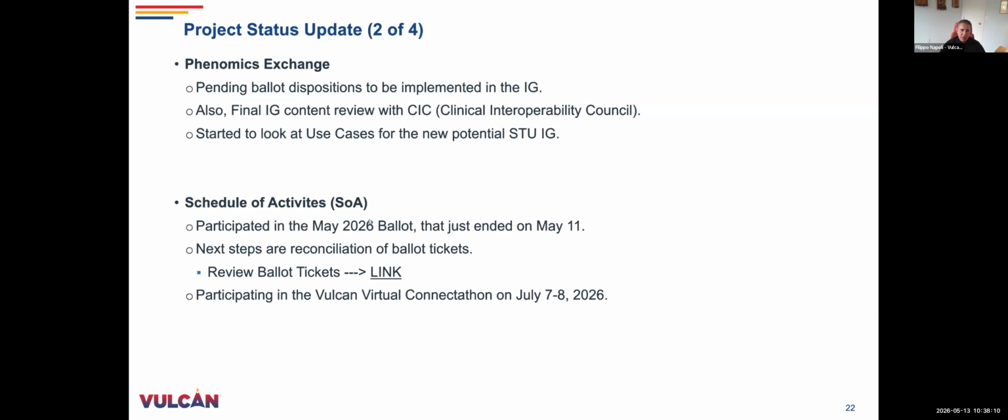Next one, we have schedule of activities. They participated in the May ballot, which just closed on May 11th. Actually, today is the first team meeting since that, and we're going to be looking at the tickets that were submitted. We have some tickets that came in through JIRA, through the typical HL7 process, but we also received more feedback through email, so we'll be looking at those as well. We have a link to the ballot tickets for anybody who's interested to look at the tickets closely. And schedule of activities will also be participating in the July Connectathon, and Jeff will be leading that.